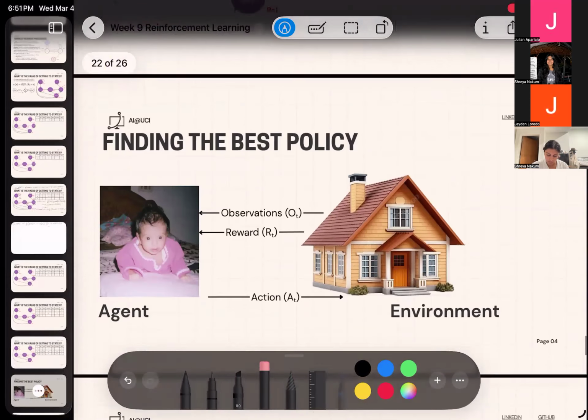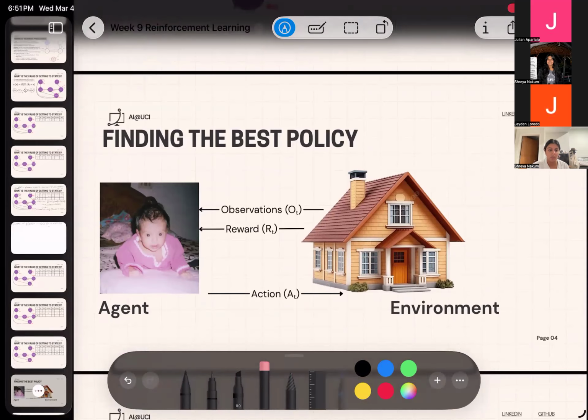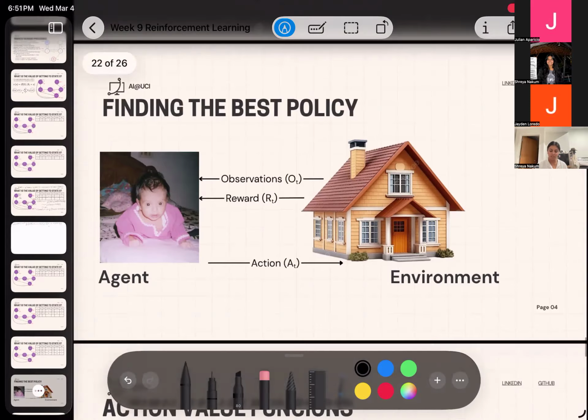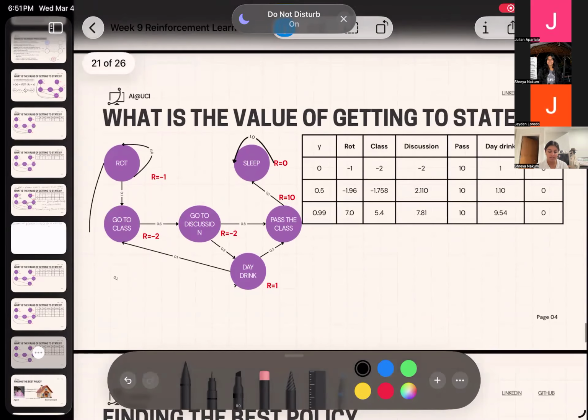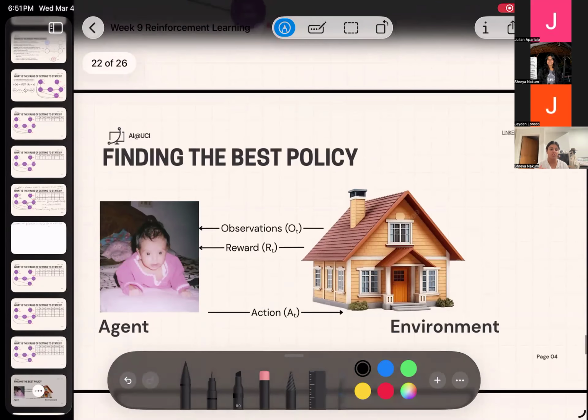I'm going to go on to finding the best policy. We touched upon it a little bit. The agent and the environment interact in cycles. At each step, you get new information, and the agent uses that to improve its policy. For example, in our first iteration in this example, we don't know anything. Then we learn a little bit more. At each iteration, we get more information and we can improve our decisions.